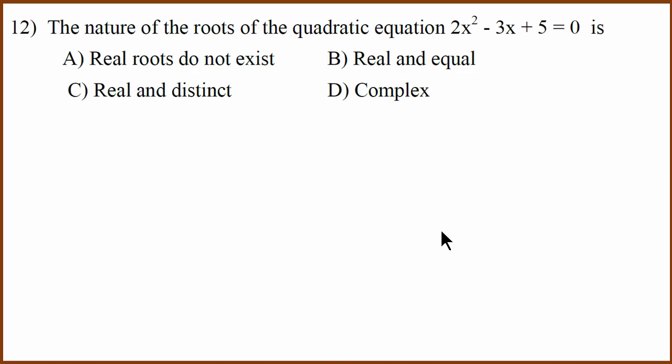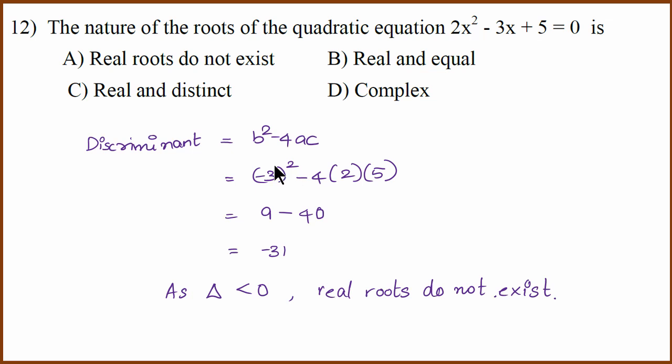12th question. How do you find this kind of question? How do you find answer to this kind of question? We have to find discriminant. Discriminant b square minus 4ac. In this case, b is minus 3, so minus 3 square is 9. And 4ac is 4 times 2 times 5, so that is 40, which means 9 minus 40 is minus 31.